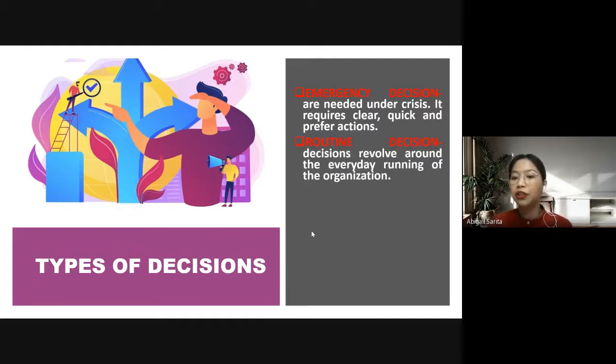Next is routine decision. When we say routine decision, decisions revolve around the everyday running of the organization. Ito yung mga decision na ginagawa ng mga managers, ng mga supervisor from their day-to-day job or day-to-day work sa organization. For example, you are working inside the amusement park. So ang rules doon ay not allowed ang PWD sa roller coaster rides. So routine decision yon, kasi everyday pinapatupad niyo yun or everyday ini-implement nyo yung decision nyo na yon na hindi dapat allowed ang mga PWD to all roller coaster rides for their safety purposes. So that's what we call routine decision.